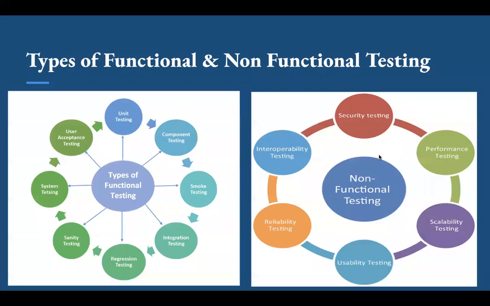Next, we have types and techniques of functional and non-functional testing. Here is the list of functional testing types and techniques. First one is unit testing. Then we have component testing, then smoke testing, integration, regression, sanity, system, user acceptance testing. Non-functional testing includes performance testing, security, scalability, usability, reliability, interoperability testing. All these are ways or techniques to perform functional and non-functional testing. I will cover details of all these types in the next video.